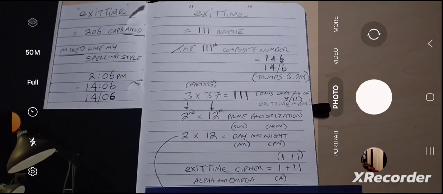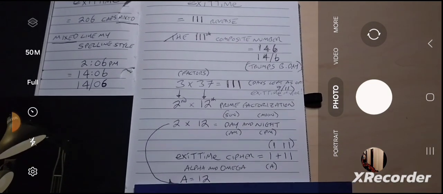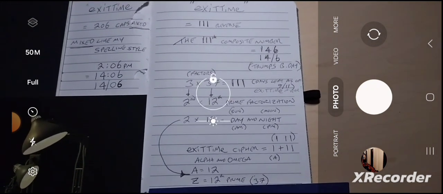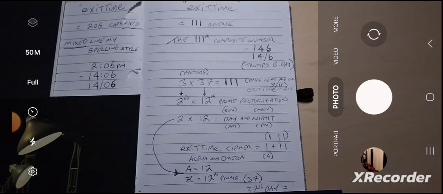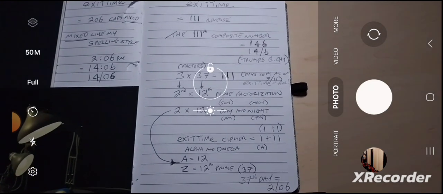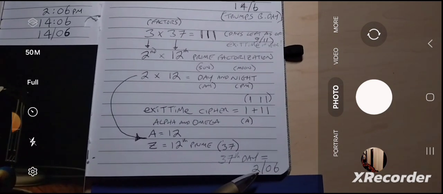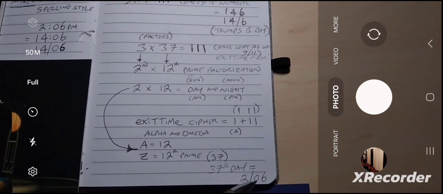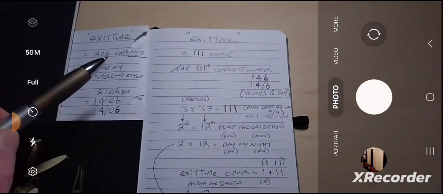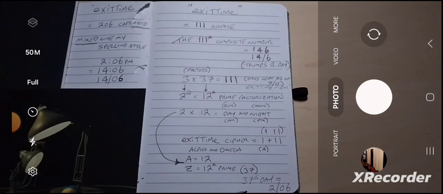The exit time cipher, yeah, is 12, so it's the A starting at 12. Z being 12th prime, so it's that alpha and omega beginning, the end, the end connection. It also connects being the 37th day of each year, just there is always the February the 6th, 37th day. February 6th, exit time, caps mixed. It ends there how it began.